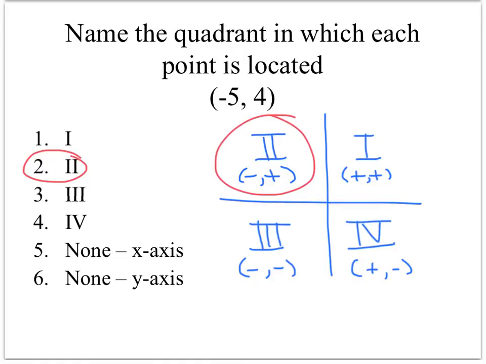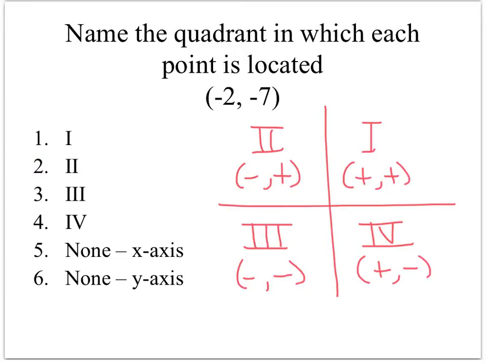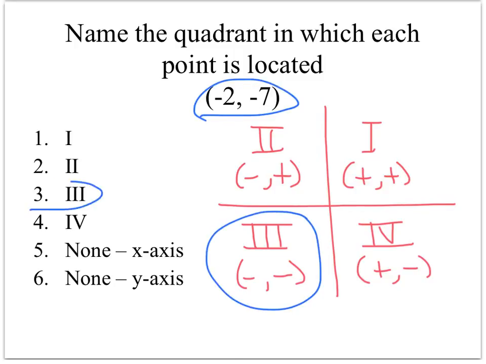Let's look at another example. For this problem, we are looking at what quadrant the point negative 2, negative 7 falls under. We're looking at a negative x coordinate and a negative y coordinate. That means this point right here would fall under quadrant 3, right there, quadrant 3.